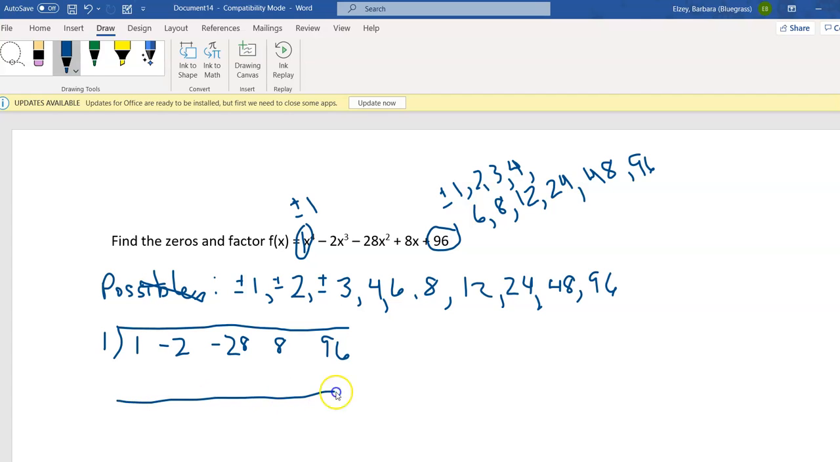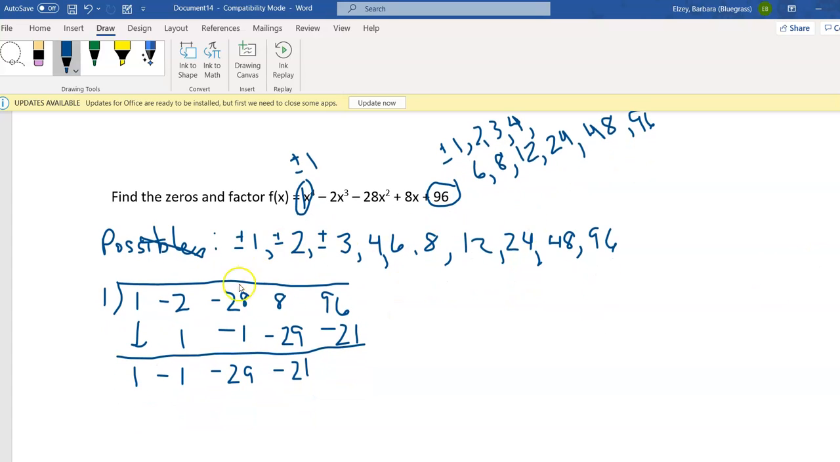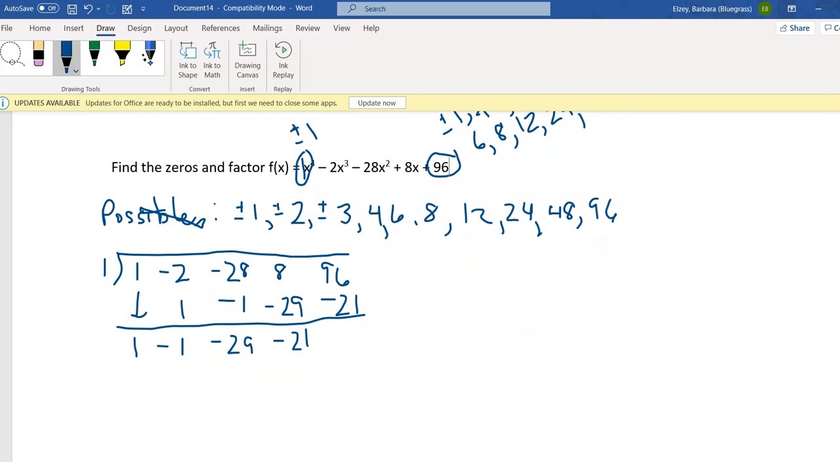And again, I'll make my line, and I'll bring the 1 down. And let's multiply and add, multiply and add, multiply and add. So 1 times 1 is 1. Add, we get negative 1. 1 times negative 1 is negative 1. Add, we get negative 29. 1 times negative 29 is negative 29. Add, we get negative 21. And then 1 times negative 21 is negative 21. And we can kind of stop at this point when we see these don't add to 0. This is not it.